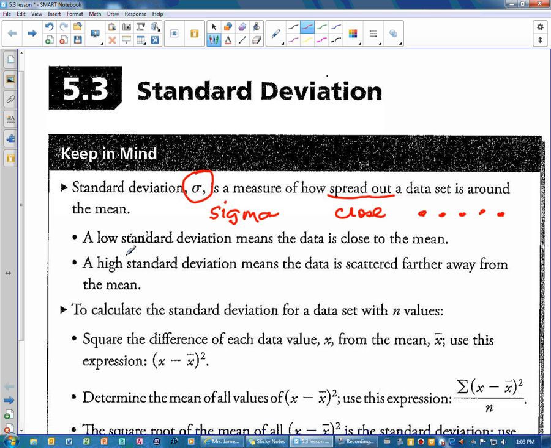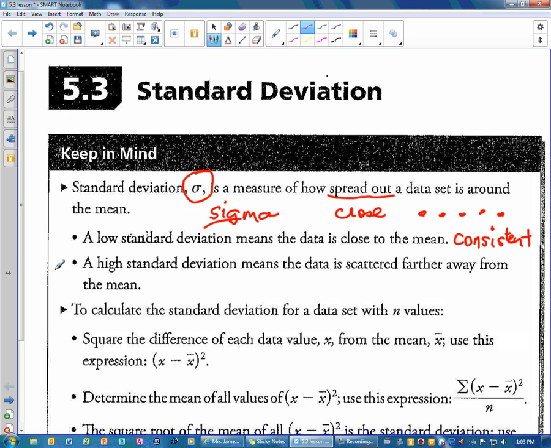It says here that a low standard deviation means the data is close to the mean, and that means your data is very consistent, because all the numbers are not that far off the mean. But if your standard deviation is high, it means your data is scattered further away from the mean.